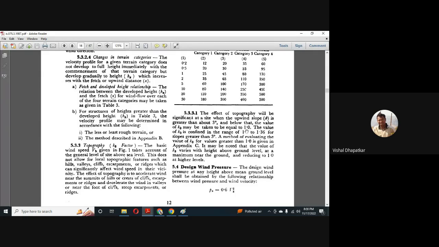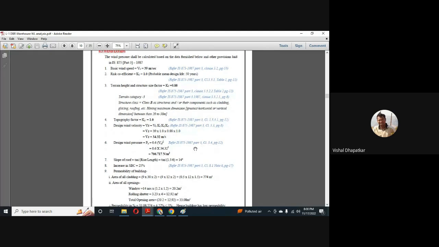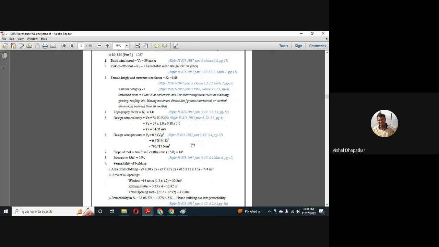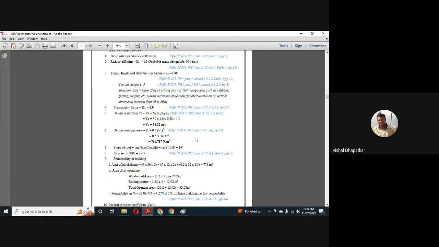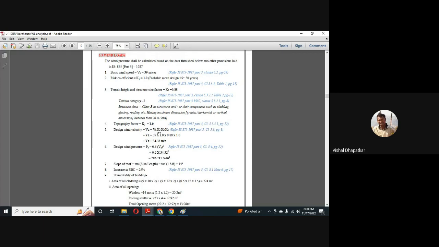When the slope of the ground is around 3 degrees, we have to derive this factor based on interpolation. If it is less than 3 degrees, then we consider it as 1. Based on this, we consider topography factor K3 as 1 because our land is completely flat, or not that steep. So what will be the design wind velocity? It will be the basic wind speed into the probability factor, into the terrain category factor, and K3, the topography factor. Once we multiply all these factors, we get the design wind velocity, which is 34.32 meters per second.